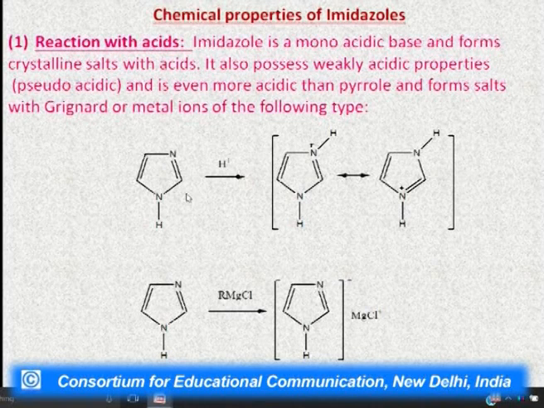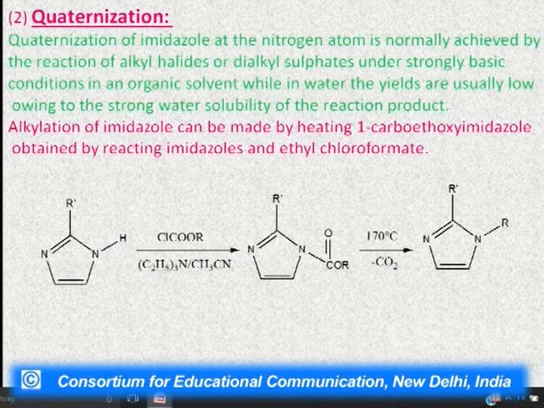Here you can see that this imidazole accepts a proton and makes resonating structures of these two salts. Here also it reacts with Grignard reagent to form imidazole magnesium chloride. It can undergo quaternization reaction.